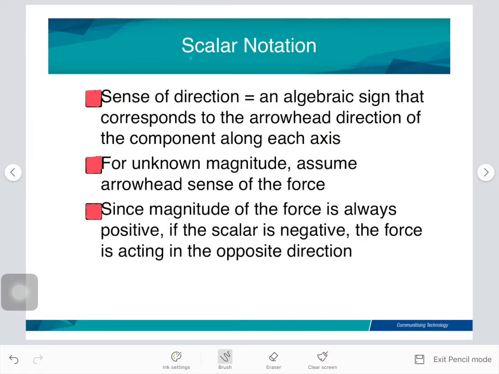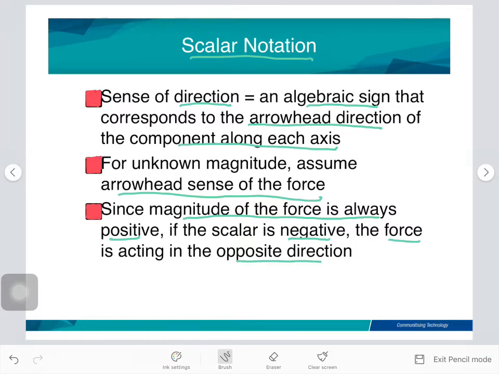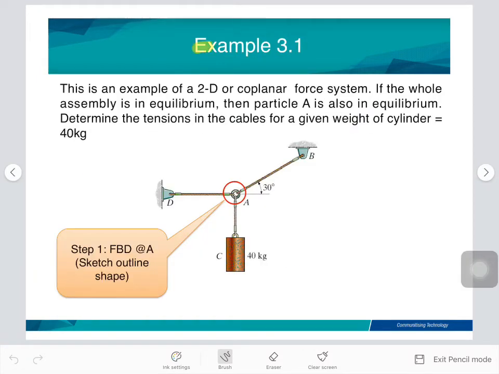here is the scalar notation. So the sense of direction is equal to the algebraic sign that corresponds to the arrowhead direction of the component along each axis. And then for the unknown magnitude, we need to assume the arrowhead sense of the forces. And since the magnitude of the force is positive, if the scalar is negative, it shows that the force is acting opposite to the assumed direction.